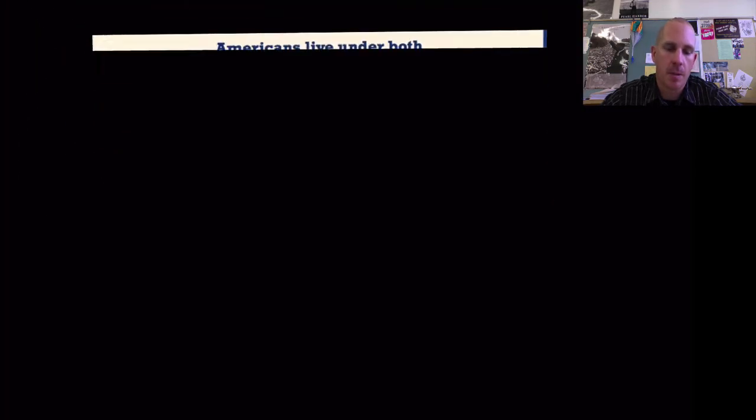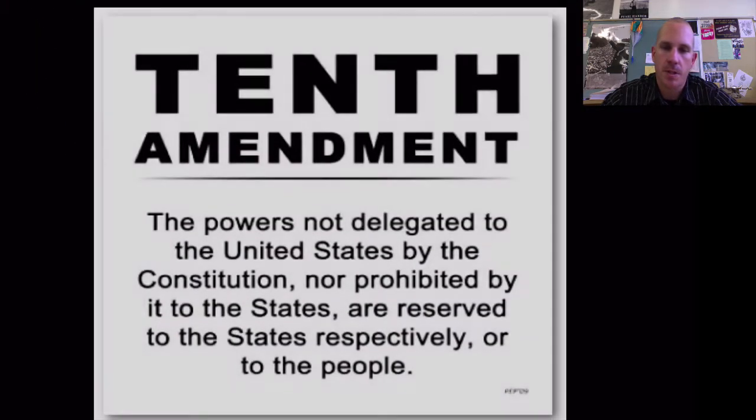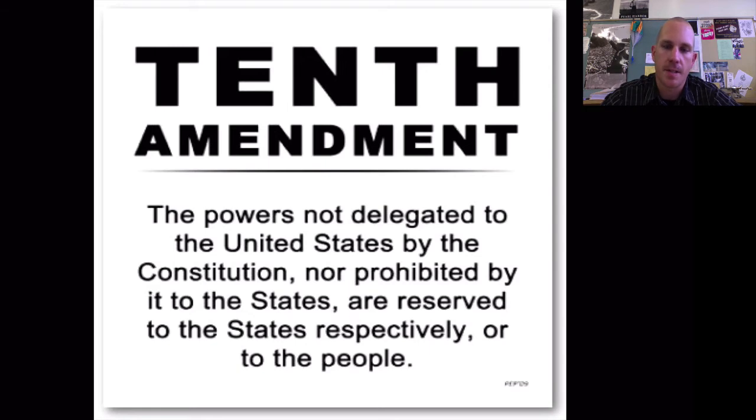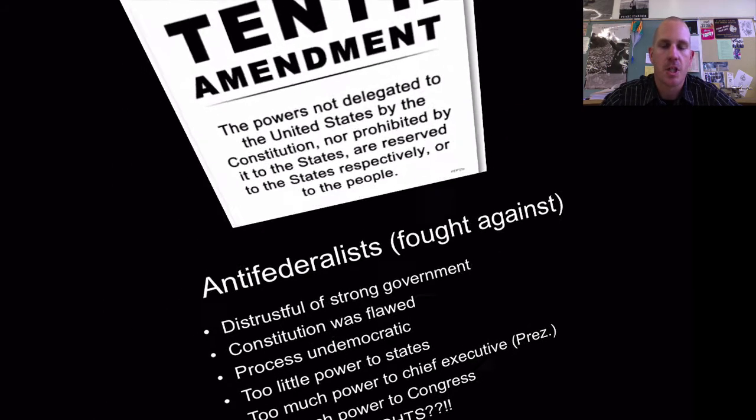Now, the 10th Amendment, playing right on with those powers we just talked about. The powers not delegated to the United States by the Constitution nor prohibited by it to the states are reserved to the states respectively, or to the people. So what this is saying is if it's not specifically written in the Constitution, it's left up to the states. So you can see the sharing of powers here.